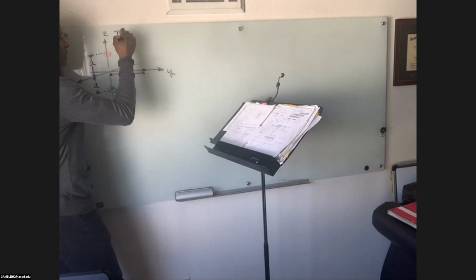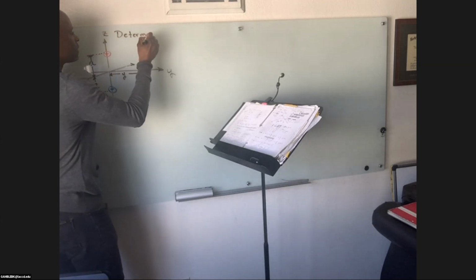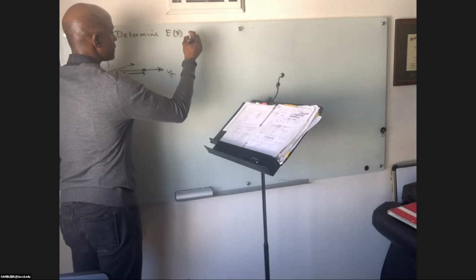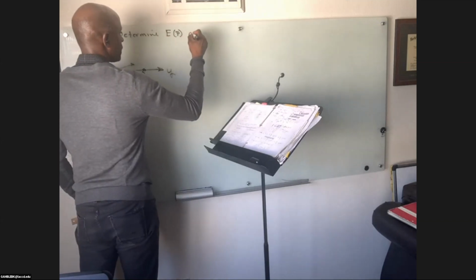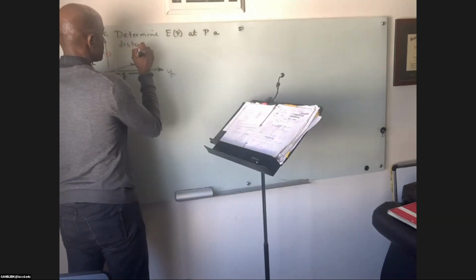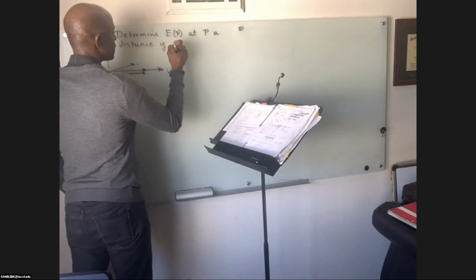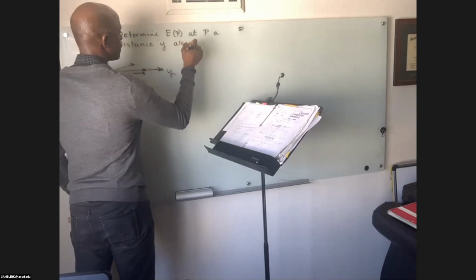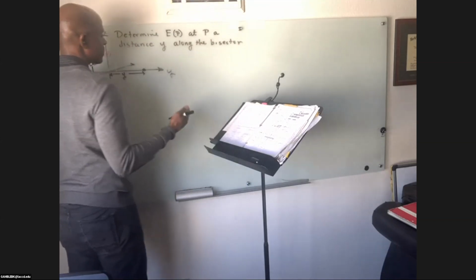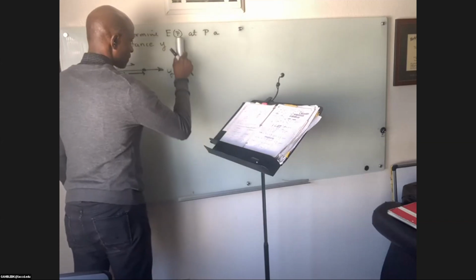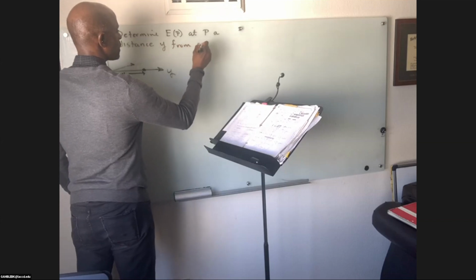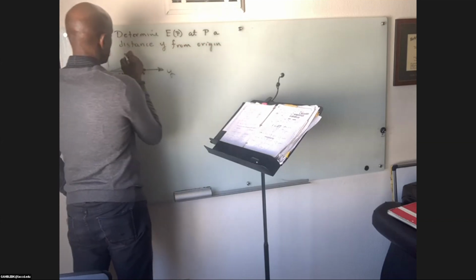So determine E, and the way we write this would be like E of P. Determine the electric field at P, a distance y along the bisector, a distance y from the origin. Along a bisector of the dipole.